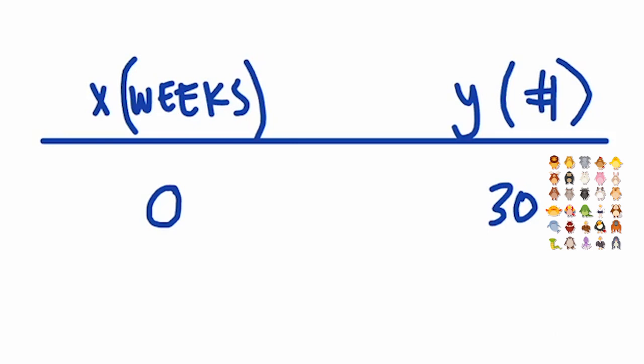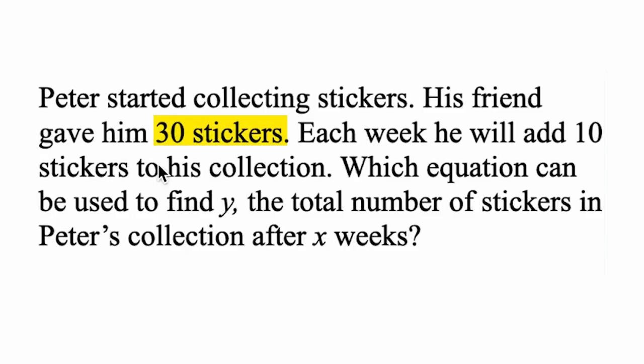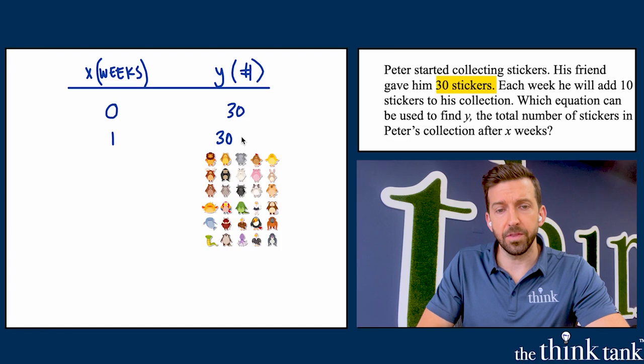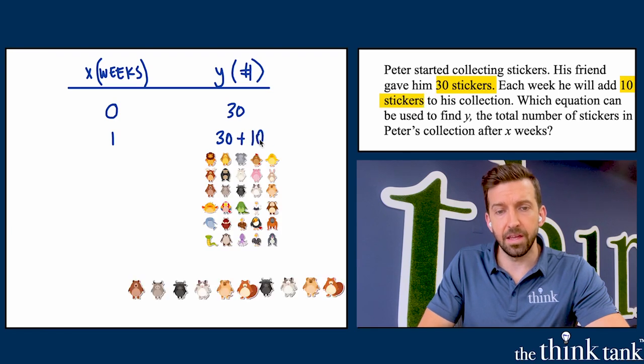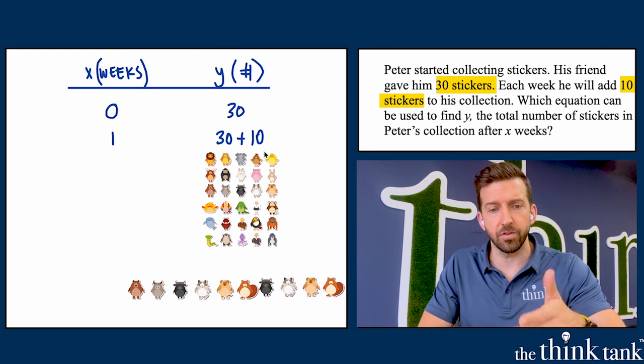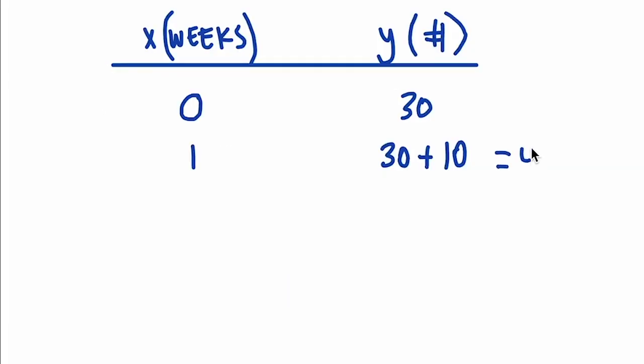Okay, well, how about at 1 week? After 1 week, what's he going to have? Well, at 1 week, he's got those 30 stickers he started with, but then he's going to get 10 more stickers because every week it says he's getting 10 more. So I could think of that as the original 30 plus 10, and we add those 10 one time because there's only 1 week so far where he's earned those 10 extra stickers, for a grand total of 40 stickers after 1 week. Now this might seem kind of obvious, but you'll see the point in a minute.